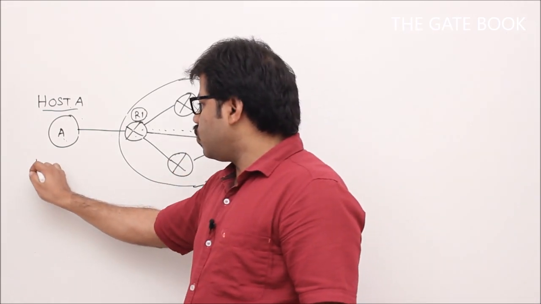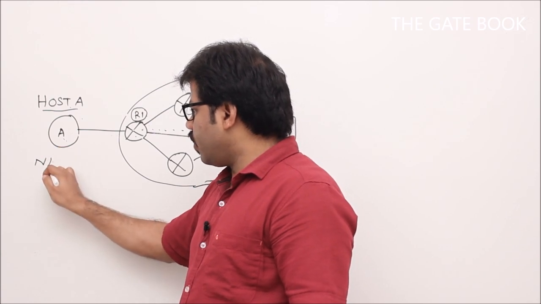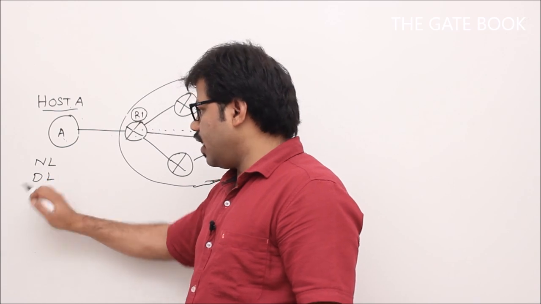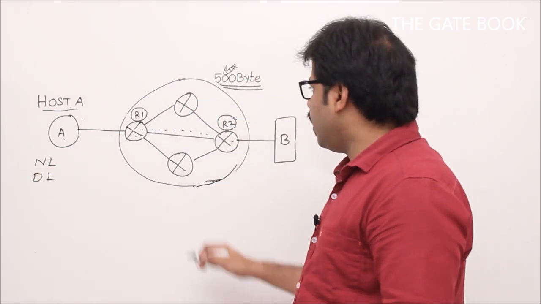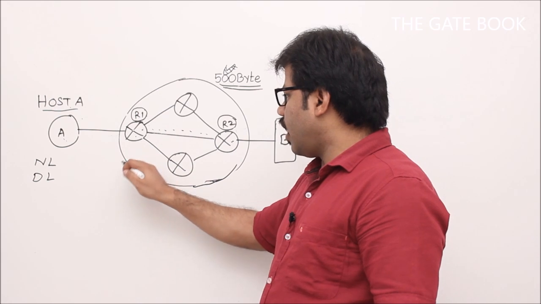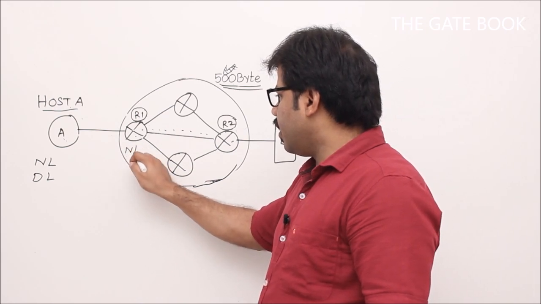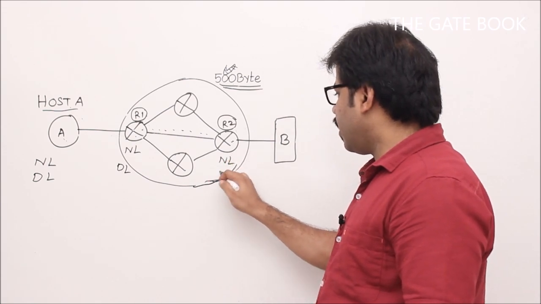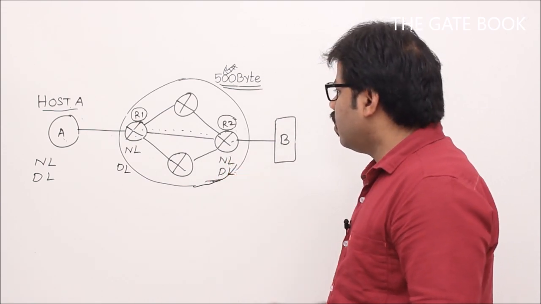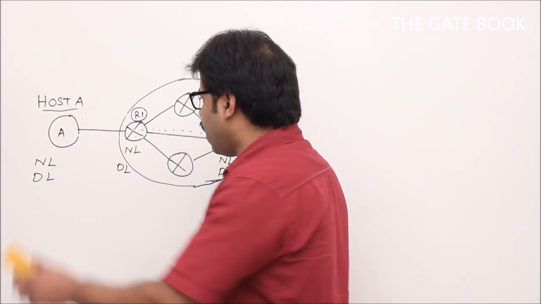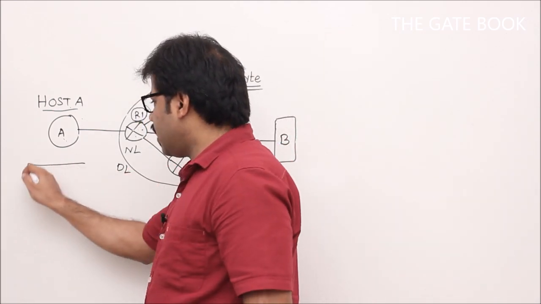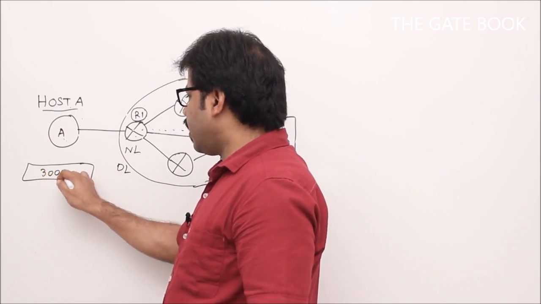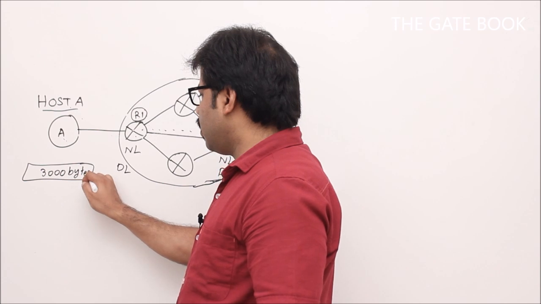First of all, we assume that A has a network layer, and definitely it will then have a data link layer. Similarly, there is a physical layer, which we ignore. Similarly, R1 also has a network layer and data link layer, correct? R2 also has a network layer and data link layer. So first of all, we talk about the network layer of A. The network layer of A has a datagram of size 3000 bytes. Okay, directly write the value: 3000 bytes of data.